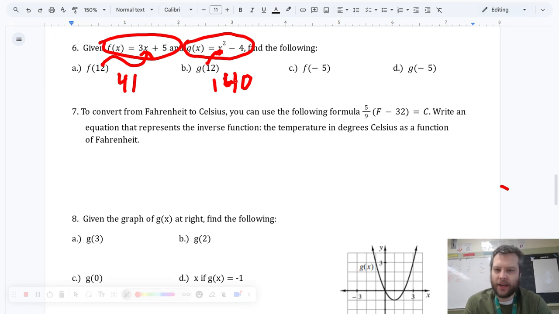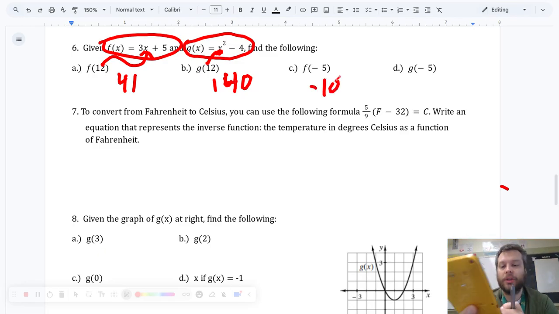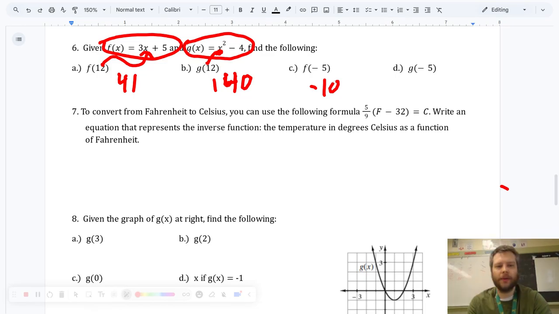F of negative 5 means go back to the first function, replace the letter x with negative 5. Okay. G of negative 5 means look at the g function. Replace the x with negative 5. That's all we're doing.